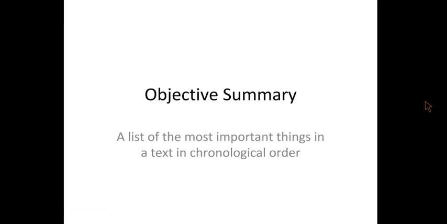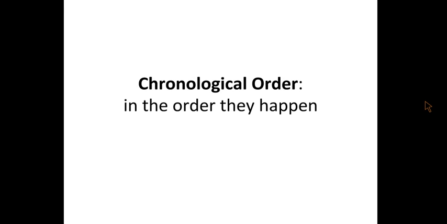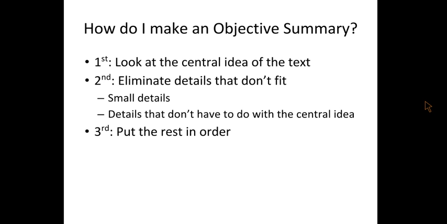An objective summary is a list of the most important things in a text in chronological order. Wait a minute, what's chronological order, you might ask? Great question. Chronological order is the order in which the things happen. So, how do I make an objective summary?